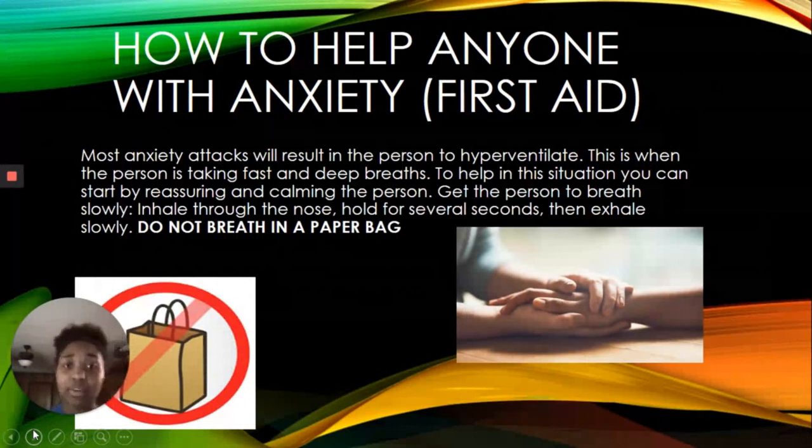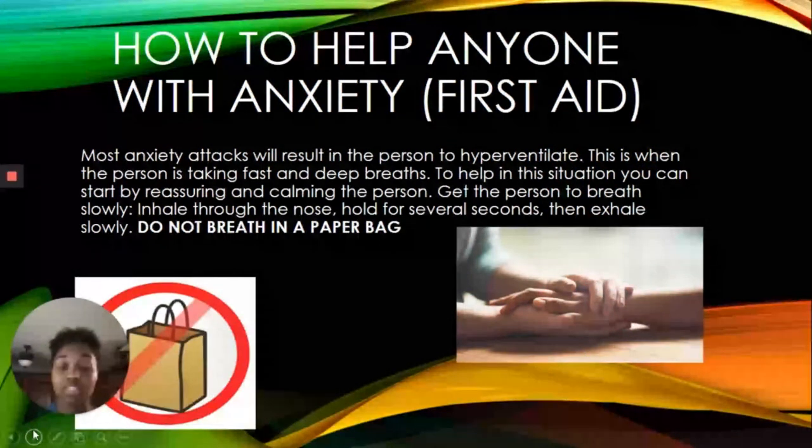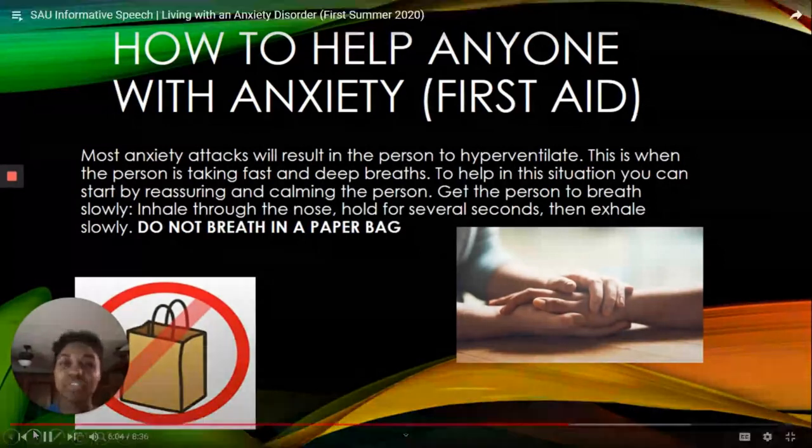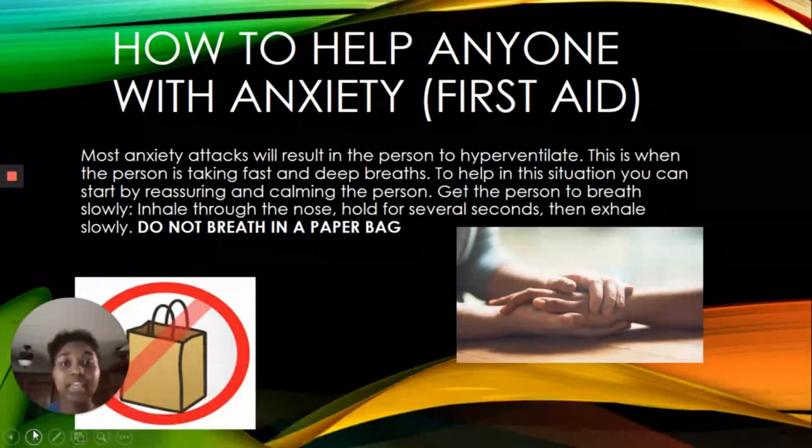Most anxiety attacks will result in the person hyperventilating. This is when somebody is taking in very deep breaths but really quickly. To help the situation, you can first start by reassuring the person. Do not assume that you automatically know what's wrong with the person or what caused this person to feel this way. The best thing you can do is just try to help them calm down and reassure them that everything's going to be okay.